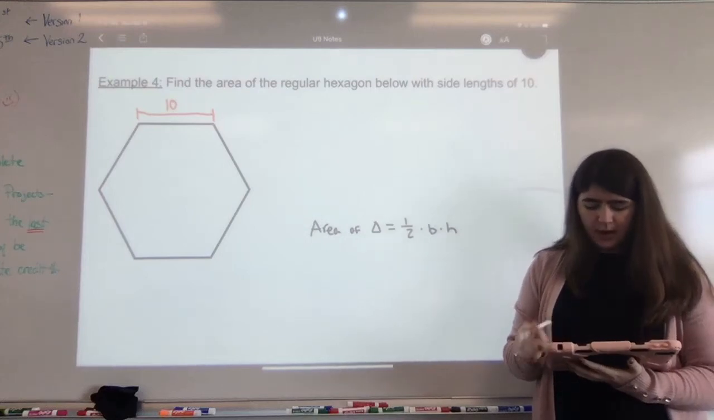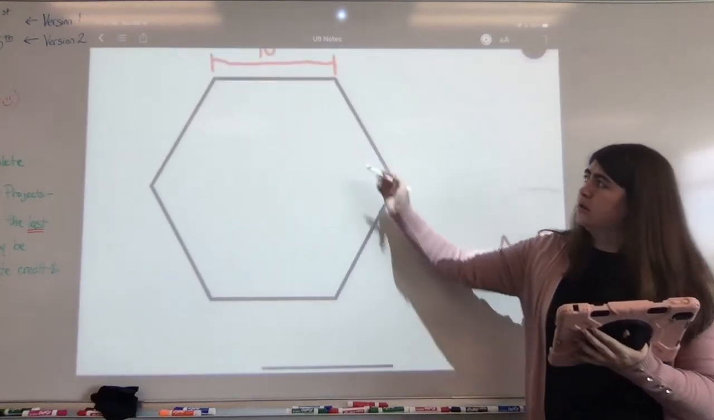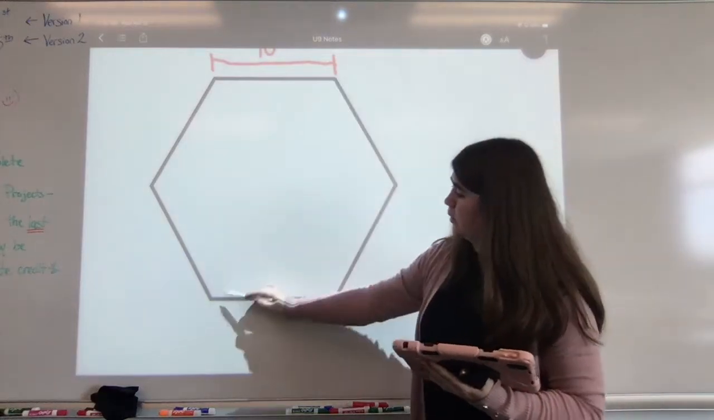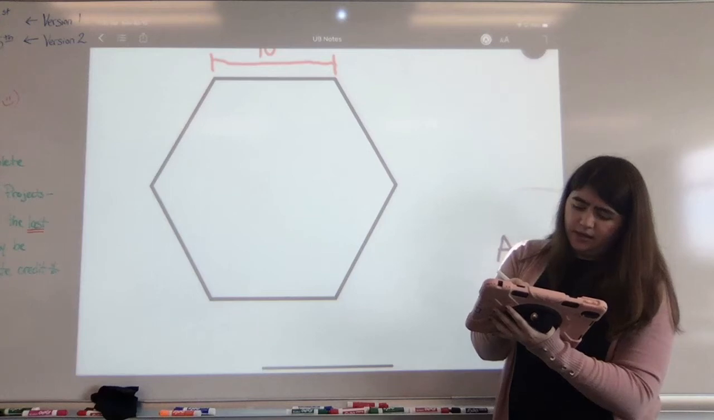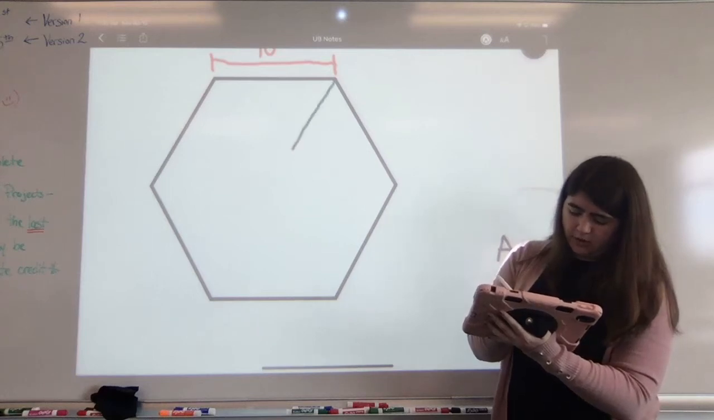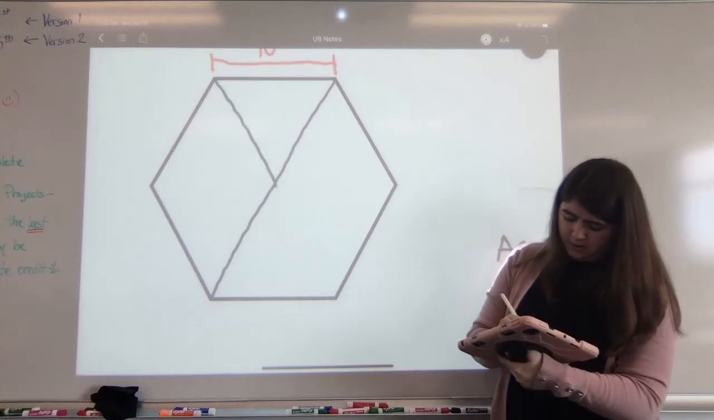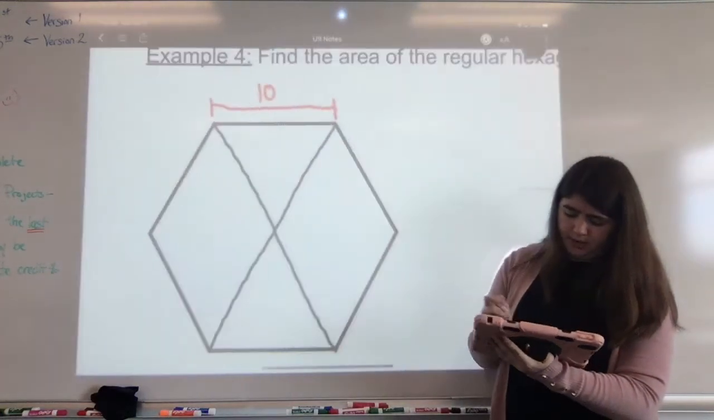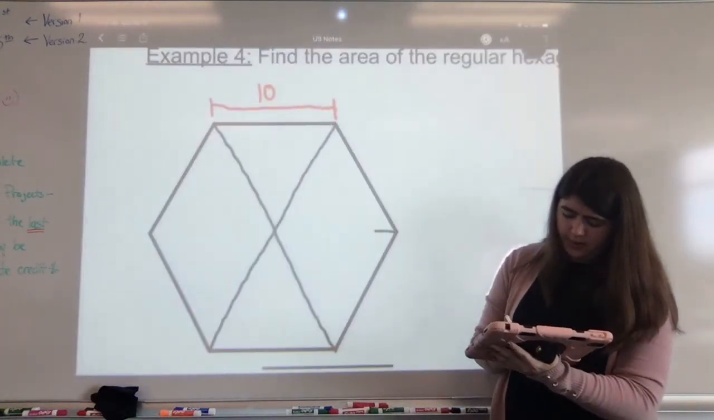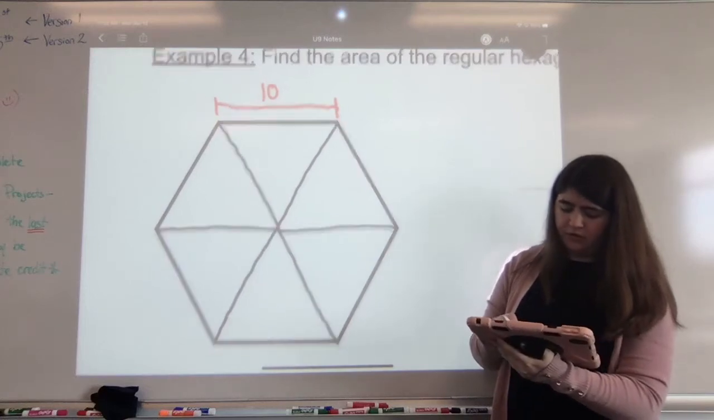So the first thing that I'm going to do is split this hexagon into some triangles, and I'm going to go from angle to angle on this one. And it's not going to be a perfectly straight line. I'm just going to do the best I can. So the center in these triangles might be a little off. As long as they are close and you know what it's supposed to be, it will be all right. So I have, there we go, 6 triangles.